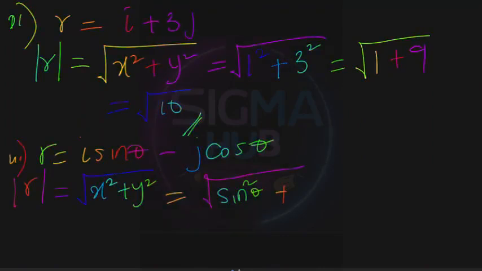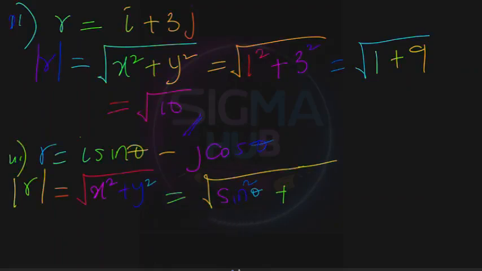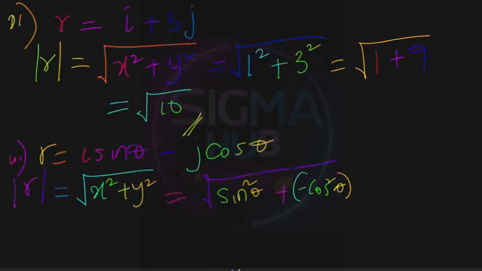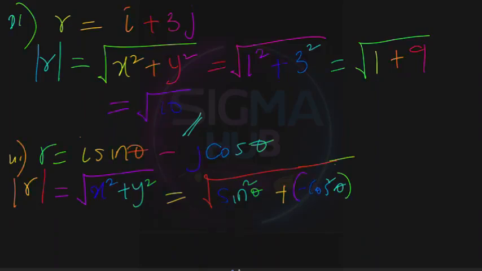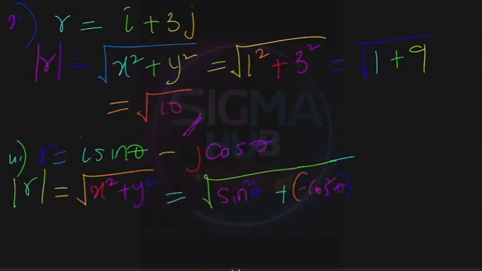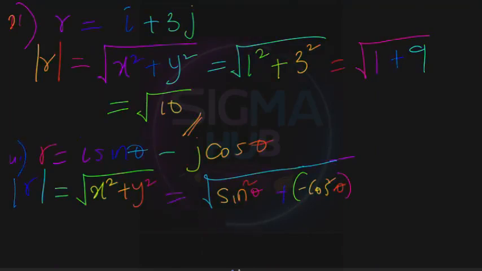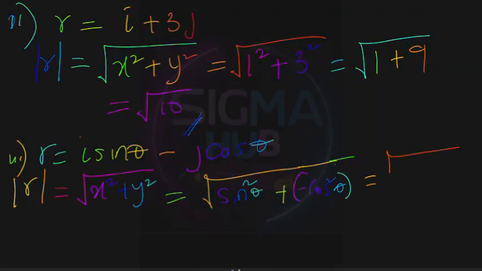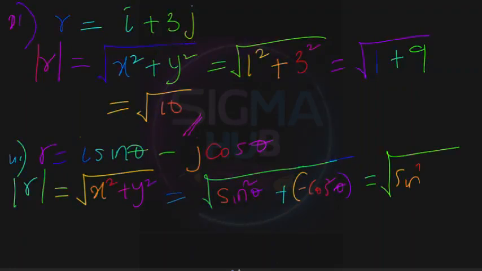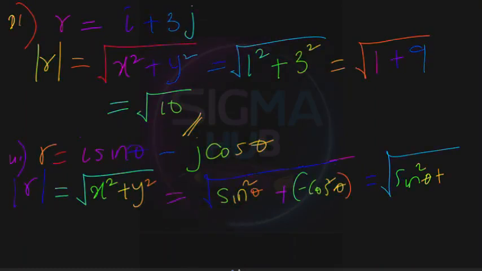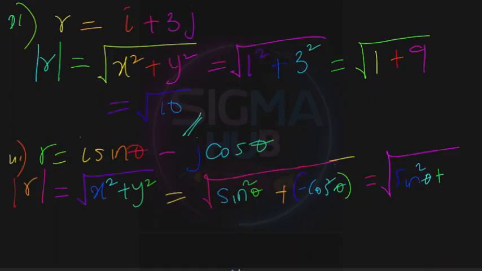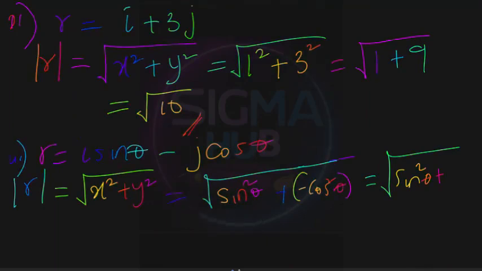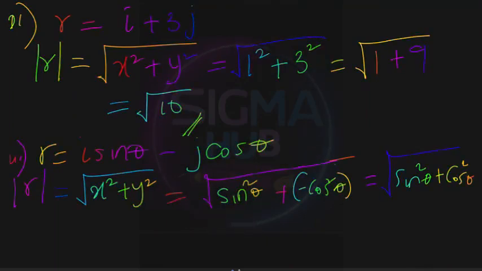So plus our y is minus cos theta. So minus cos squared theta this time around, instead of cos theta squared, to avoid the same confusion. So we have sine square theta plus, open your bracket, minus cos square theta. And this is going to give us the square root of sine square theta plus, because when you multiply negative twice, minus times minus is definitely going to give you plus. So that's why we have plus cos squared theta.